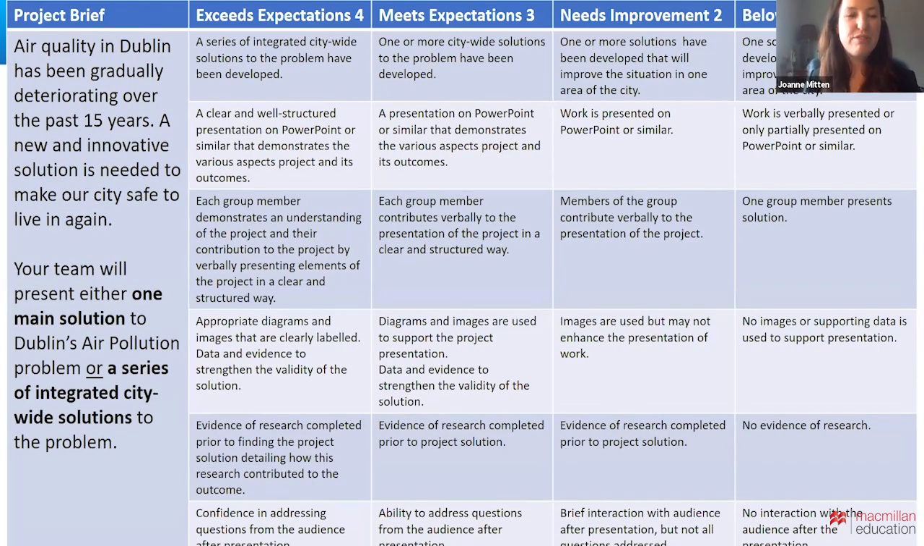So we have the project brief down the left-hand side, and we have the column that is exceeds expectations. If the students hit everything in that column, they're getting full marks, 24 marks, because they are above and beyond. But they may hit 3 from this column, 1 from the meets expectations, and 1 from needs improvement. So you can see as the columns progress, the students are producing less and less, or they're engaging in collaboration less and less.